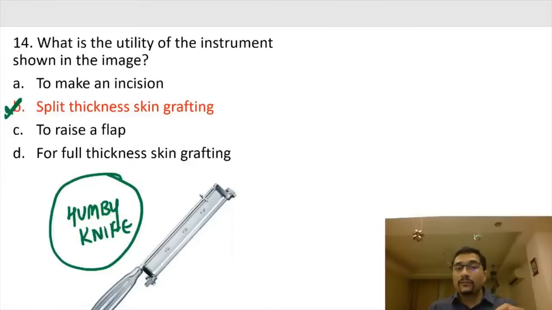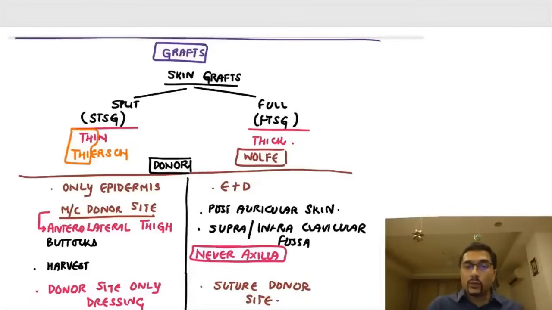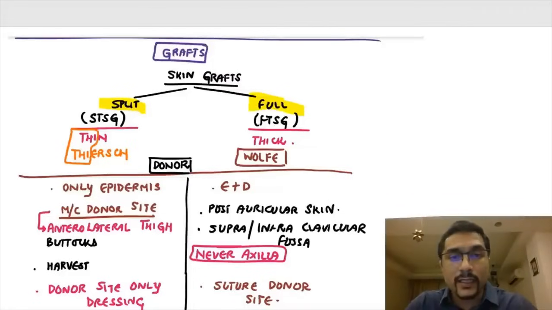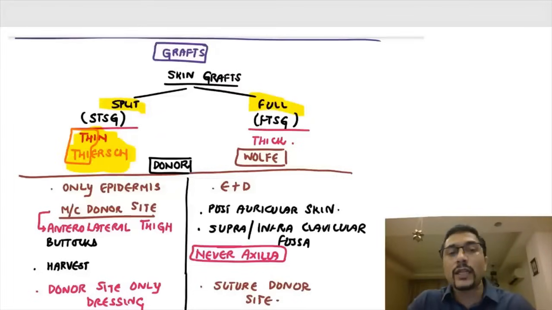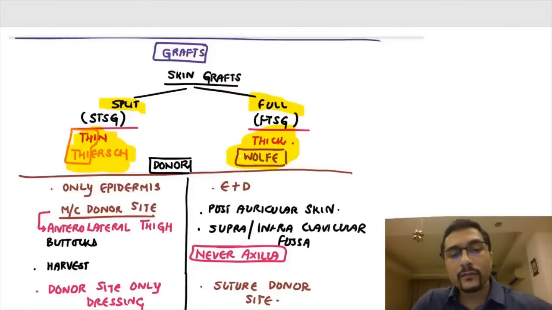A graft is one which does not have its own blood supply. Flap has its own blood supply, right? So you know that skin grafts can be of two types. You can either have split thickness skin grafts or full thickness skin grafts. Split thickness skin graft, as the name suggests, it is thin. It is also known as Thiersch graft. Full thickness is thick. It is known as Wolf's graft.